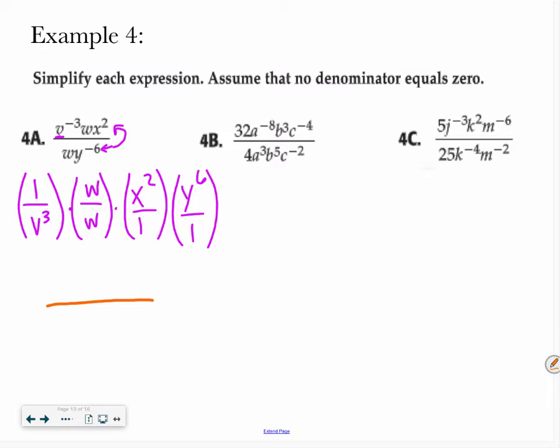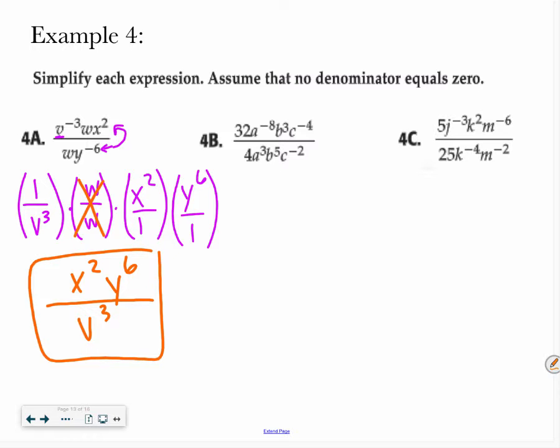So now my last step is to write these as a single fraction again with no negative exponents. So my v is going to be on the bottom. W divided by w is just a 1, so that kind of just goes away. My x squared is going to be on top, and I have a y to the 6th on top as well. So I'm actually going to move that over to center it a little bit. So this would be my final answer for that first problem.